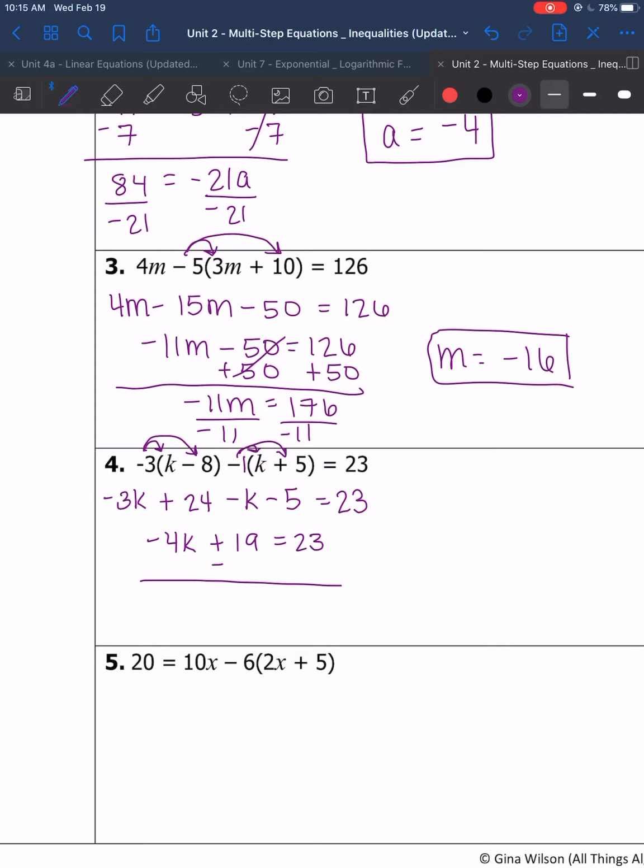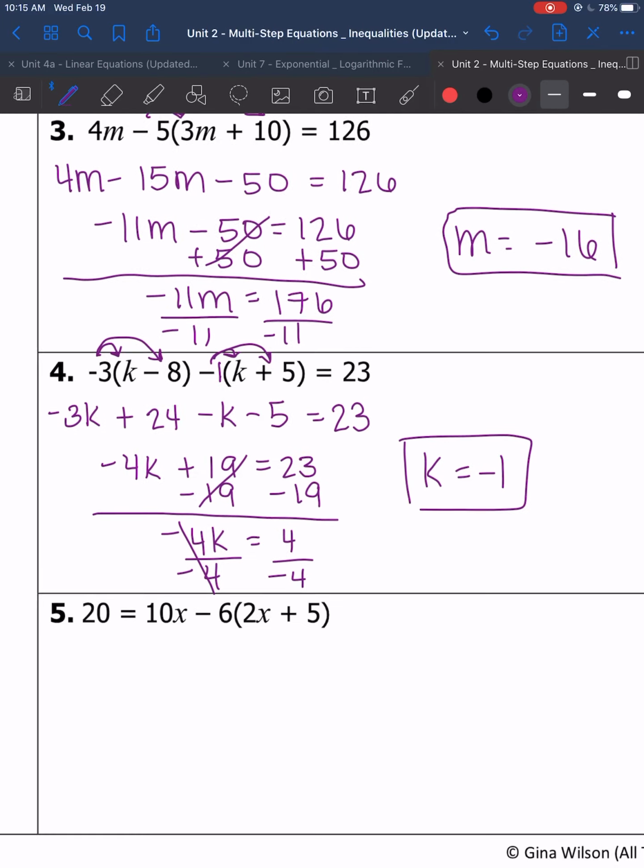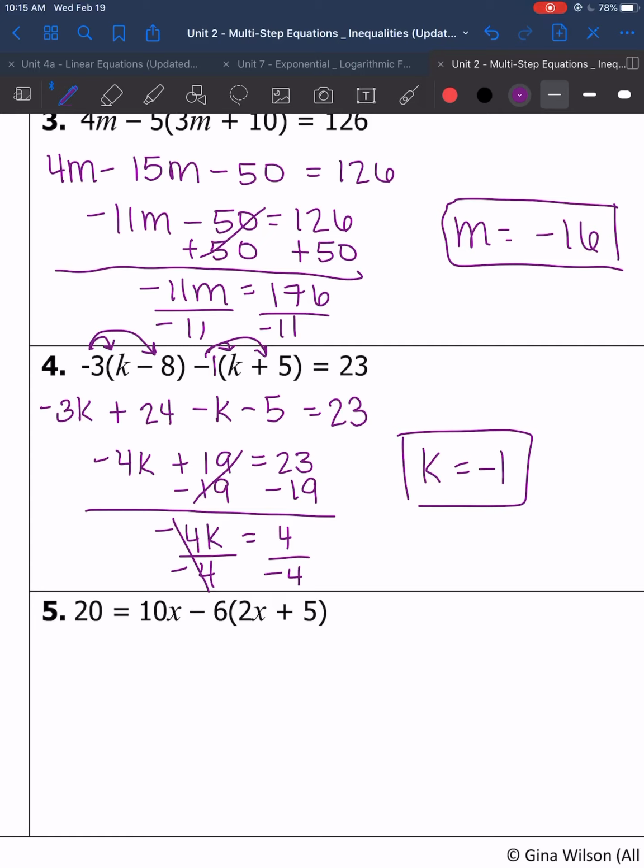So now I'm going to subtract 19 from both sides. So I have negative 4k equals 4. And divide by negative 4. So I get k equals negative 1. And then last but not least, and then you'll do the rest of them. Yes, they do have fractions, it's okay.